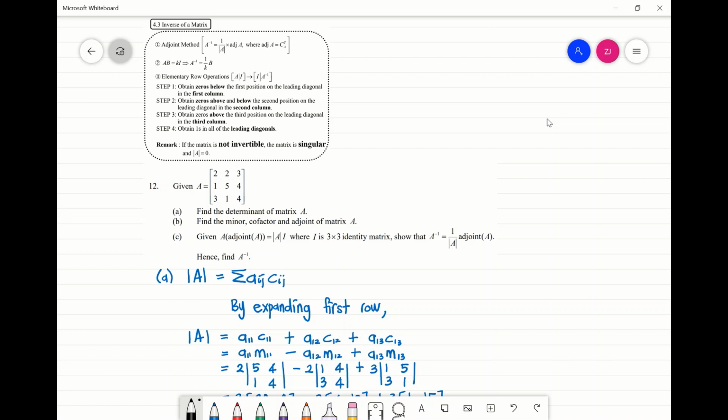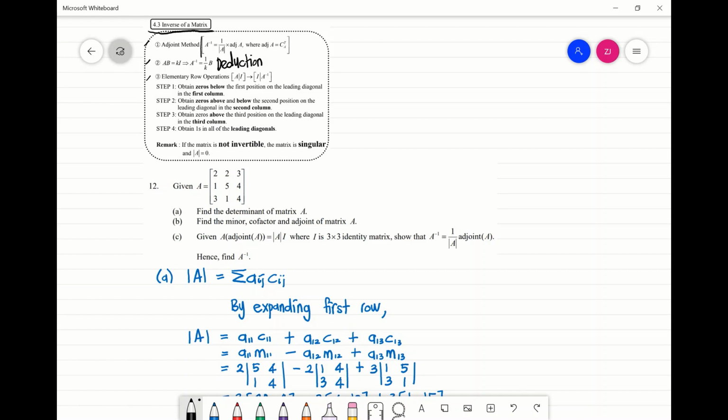Now we are going to discuss how to find the inverse of a matrix. We will discuss three methods. The first one is the Adjoint method, the second one is called the Deduction method, and lastly, elementary row operations. Now let's discuss the first method, the Adjoint method.